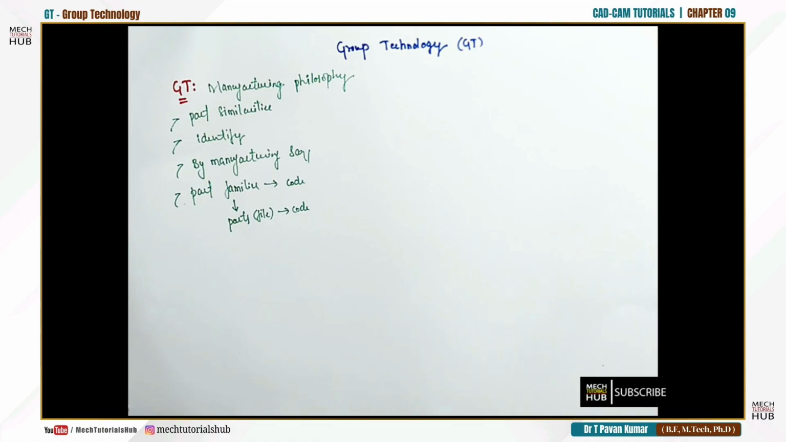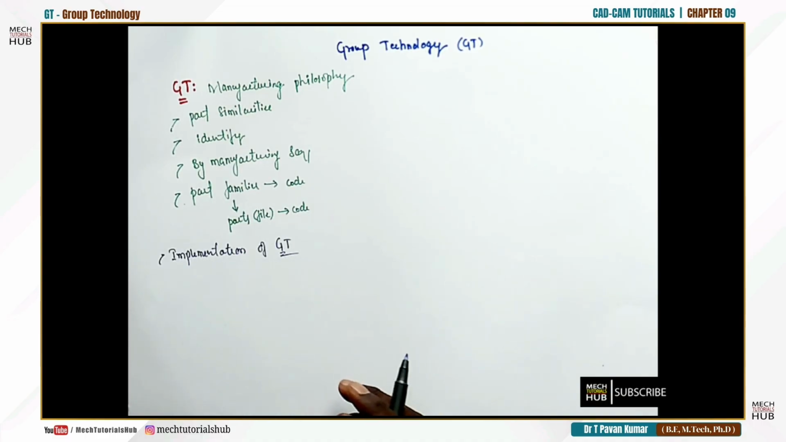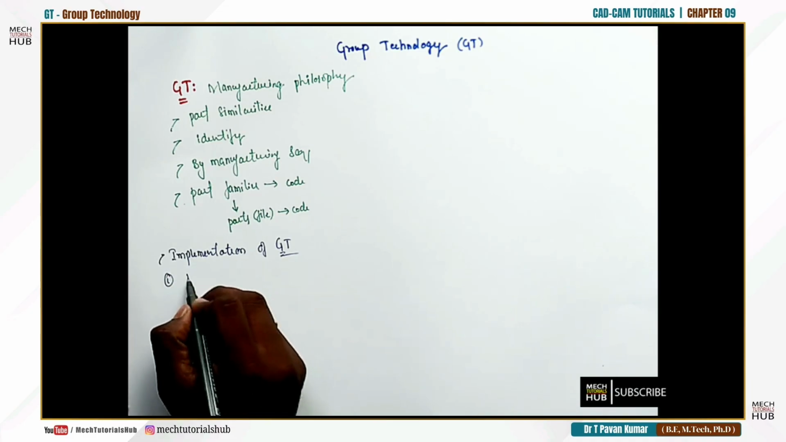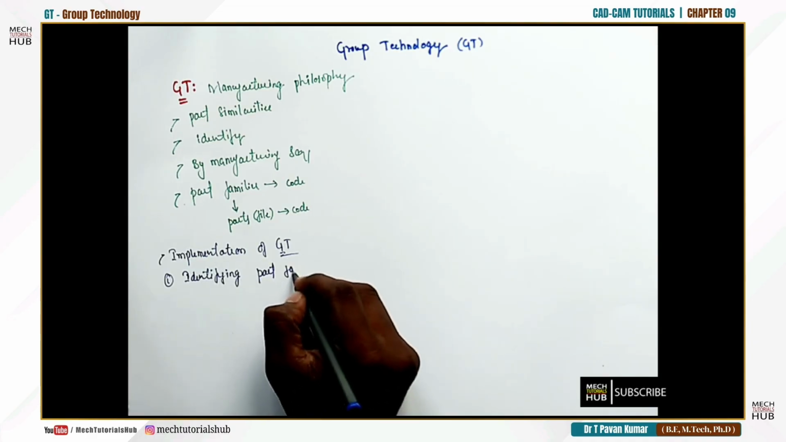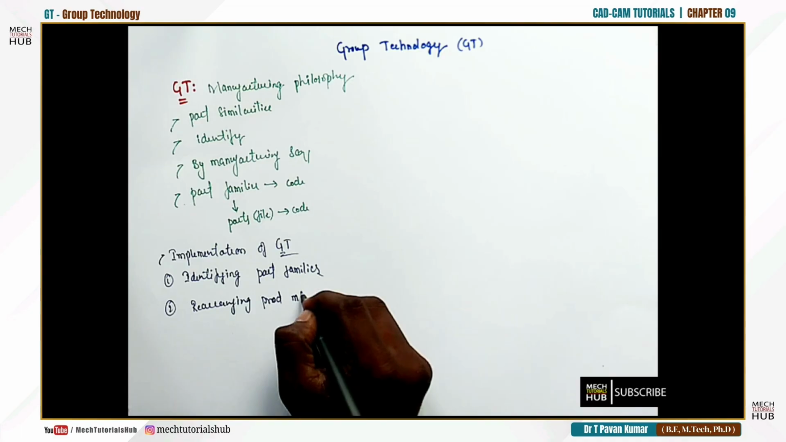Now, how do you implement group technology? The first point to be noted whenever we talk about implementation of group technology is that it can be done by two major tasks. Number one, identifying part families. Number two, rearranging production machines into cells.